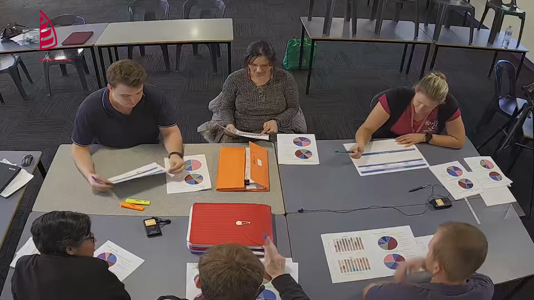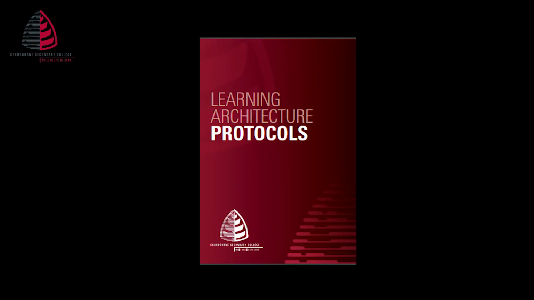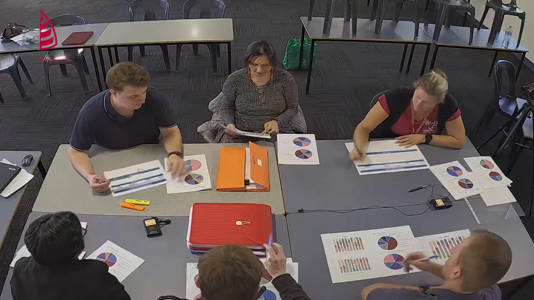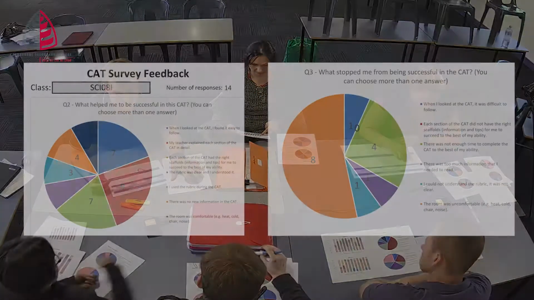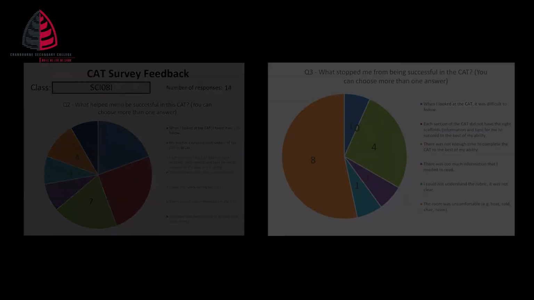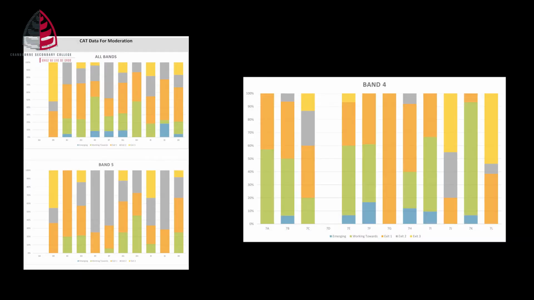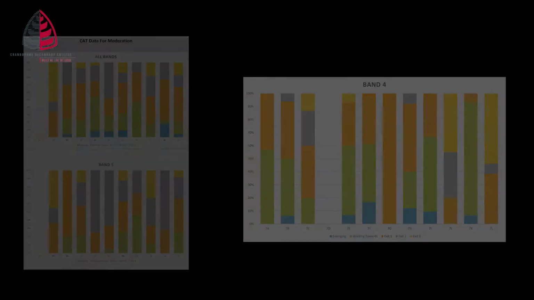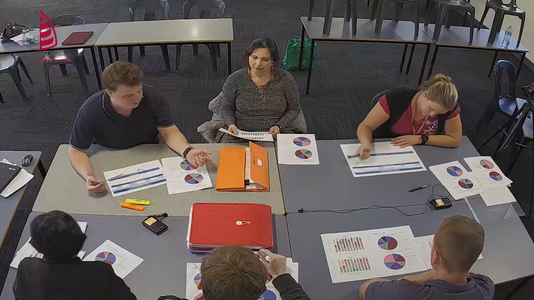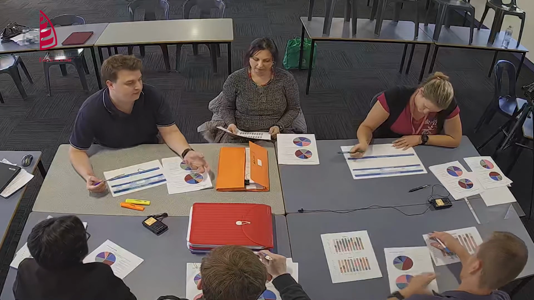Today we're going to step through the moderation protocol. To do that, we're going to be looking at the different data that we've got from feedback from students and also data from the CAT, from what we've got in terms of students' bands and exits. And from that, we're hoping to draw some good discussion, which will lead us into thinking about what we can do to improve our learning sequences and CATs and teaching and instruction for the future.